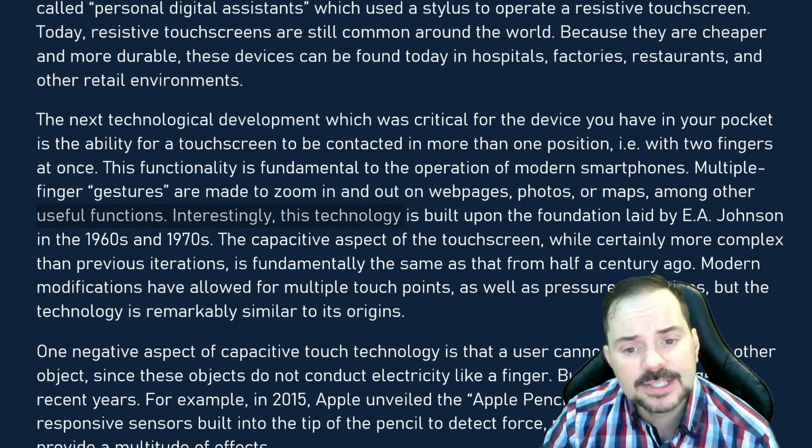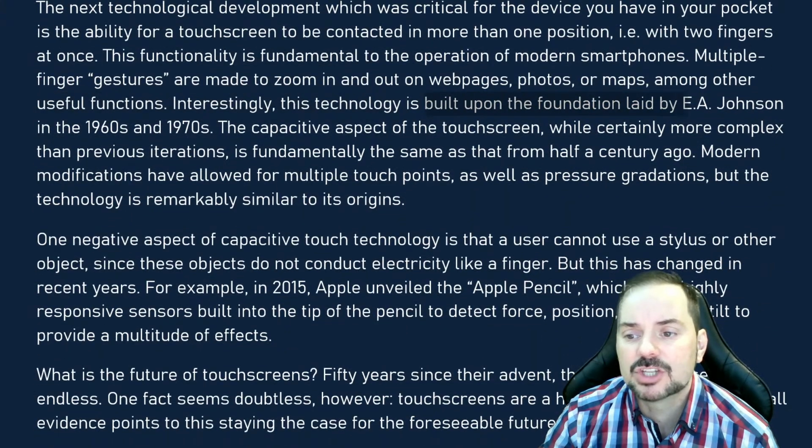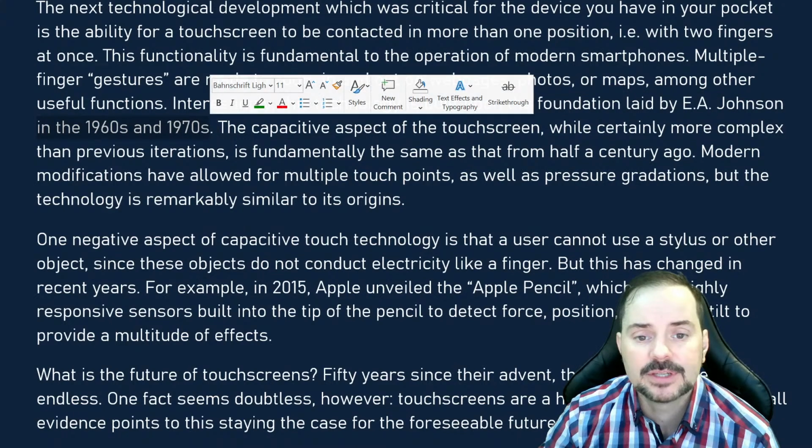Interestingly, this technology is built upon the foundation laid by E.A. Johnson in the 1960s and 70s.